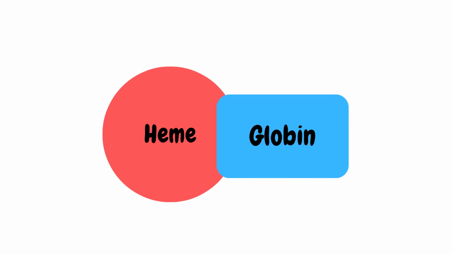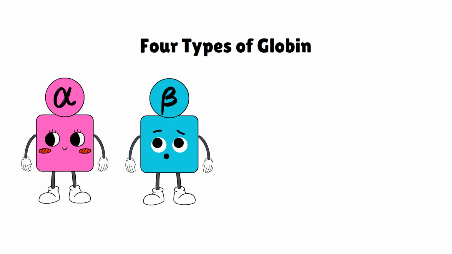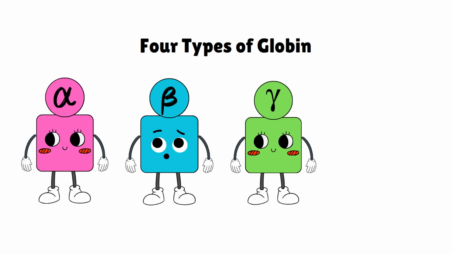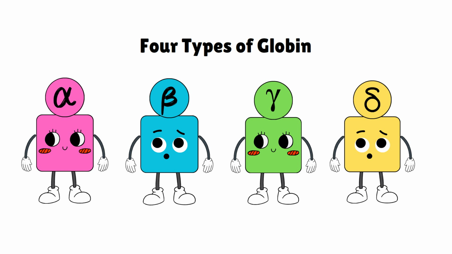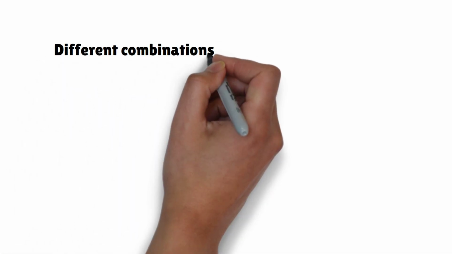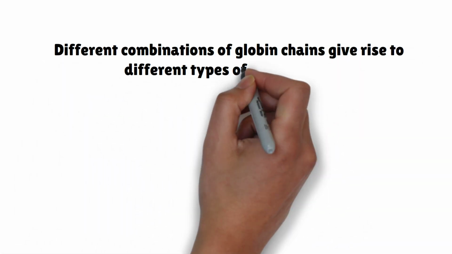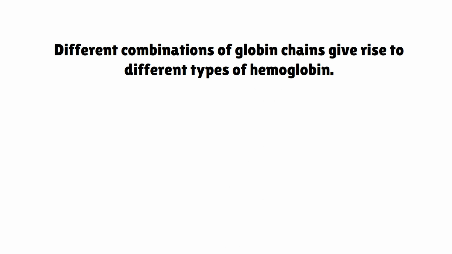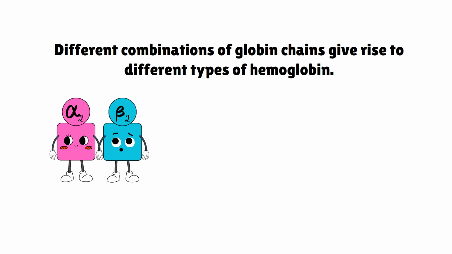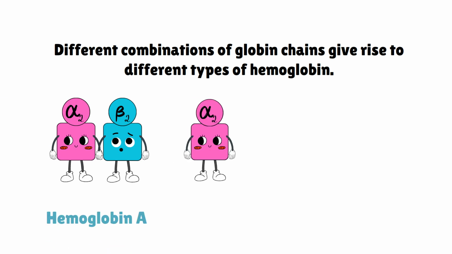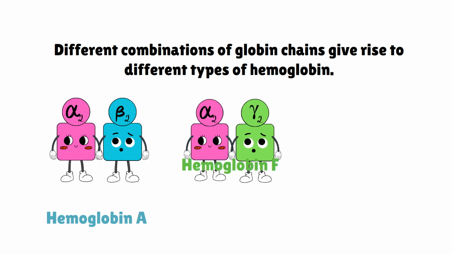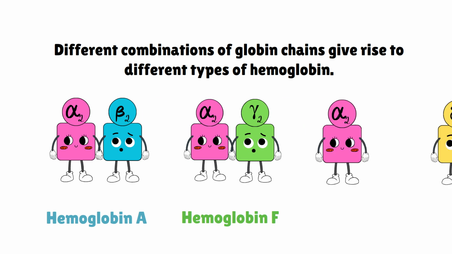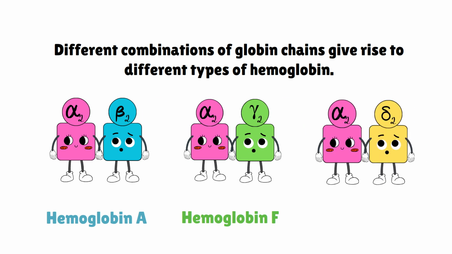Hemoglobin is made out of heme and globin. There are 4 types of globin in our blood called alpha globin, beta globin, gamma globin, and delta globin. Different combinations of globin chains give rise to different types of hemoglobin. For example, alpha chains and beta chains make hemoglobin A. Alpha chains and gamma chains make hemoglobin F. Alpha chains and delta chains make hemoglobin A2.